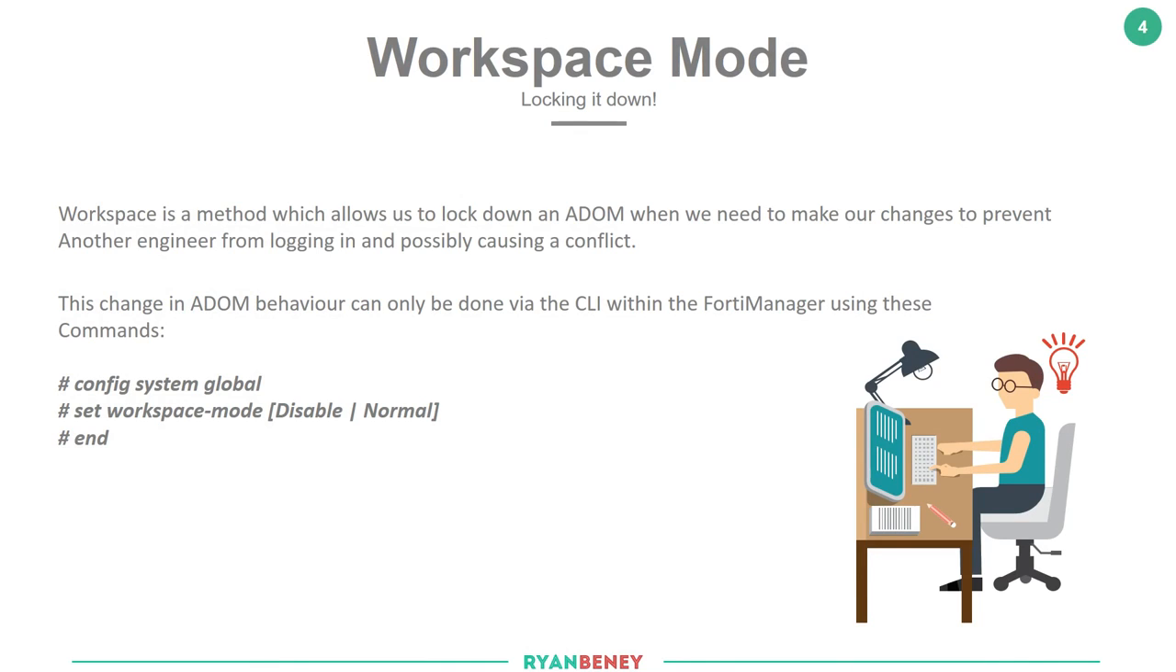The first of these methods is the workspace mode. The workspace mode is the standard method. It essentially allows us to lock an ADOM before we want to make any changes to that ADOM. So as an engineer, I would log onto the FortiManager and lock that ADOM down. Once the ADOM is locked, it would show as locked to other engineers, and no other engineers can log on whilst I've locked that ADOM. I will make the changes that I require, and once I'm happy and they've been applied to the FortiGate, I would then have to unlock the ADOM to free it up for another engineer to make changes.